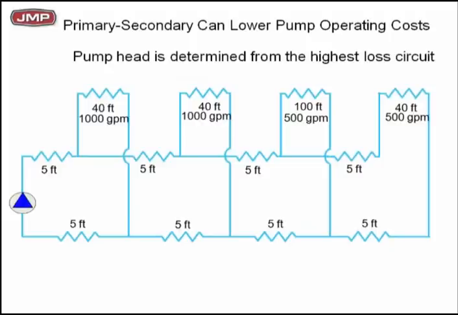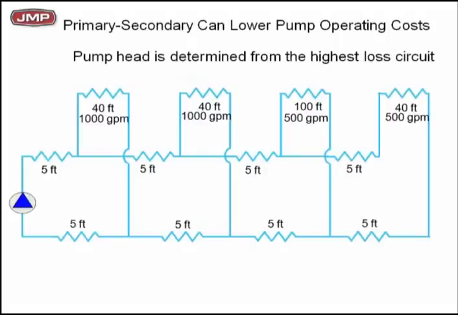So if you had to pick the pump head for that pump, which would be the path of most resistance? Where is the path you've got to pick your pump head for? We know the total flow rate's got to be what? 1,000 plus 1,000 plus 500 plus 500. It's got to be 3,000 GPM. We know the total flow rate has to be 3,000 GPM.